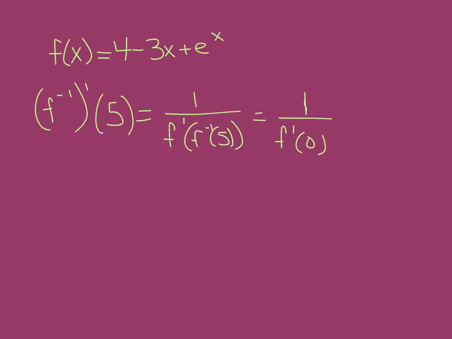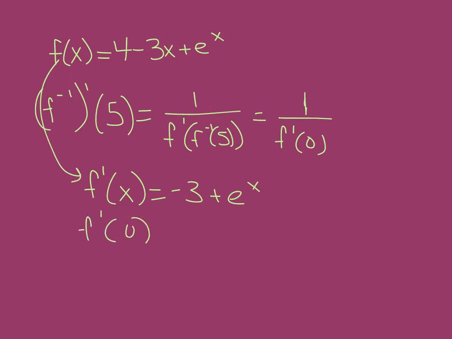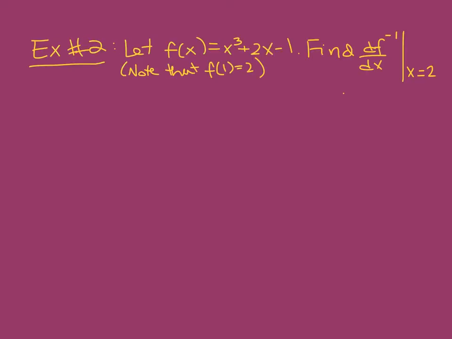Now that I have this, I need to find the derivative of my original function. Hopefully you remember how to do that. You end up getting negative 3 plus e to the x. So once I evaluate that at 0, I get negative 3 plus e to the 0, or negative 3 plus 1. That gives me negative 2. Not quite done with this problem, but now I know that my answer is 1 over negative 2, so I get negative 1/2.